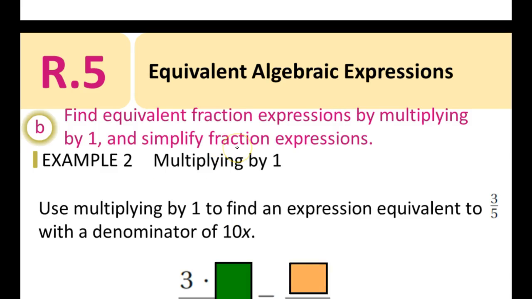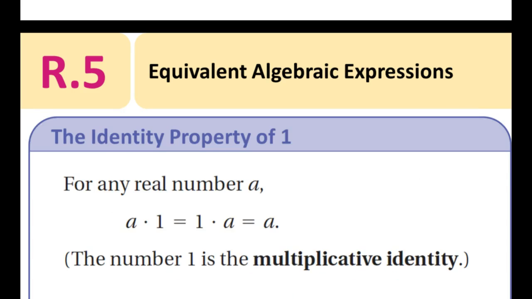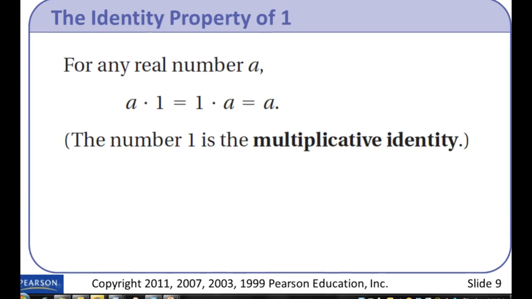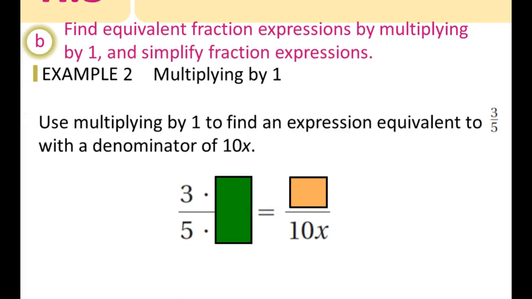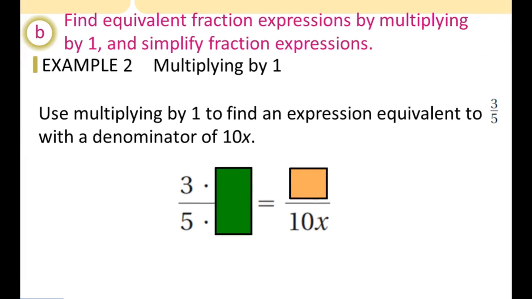The property of 1 says you can multiply by 1, so 5 times 1 gets you itself back. It doesn't matter if you do 1 times a or a times 1. Either way, the answer is just whatever you're multiplying the 1 by. So why is this helpful? Because you can multiply 3 times any number. We could pick a 2, we could pick a 5, we could pick 3 times 4. If you multiply the numerator by 4, multiply the denominator by 4, as long as it's a 1, we're going to get an equivalent fraction.